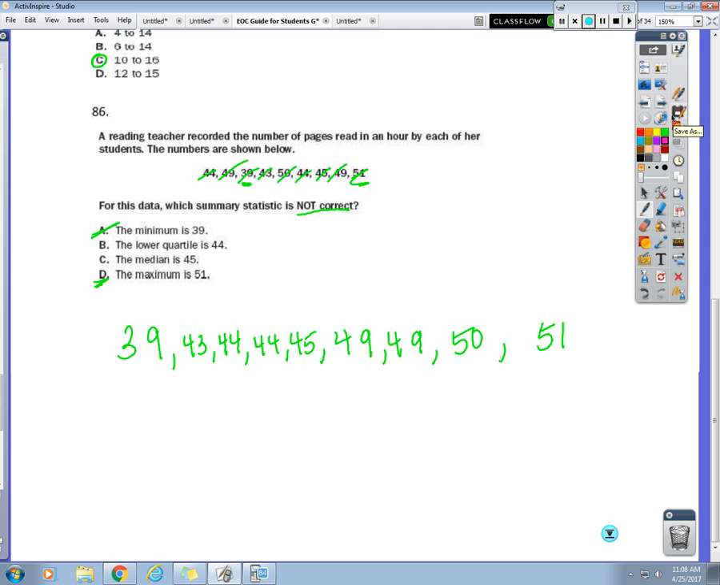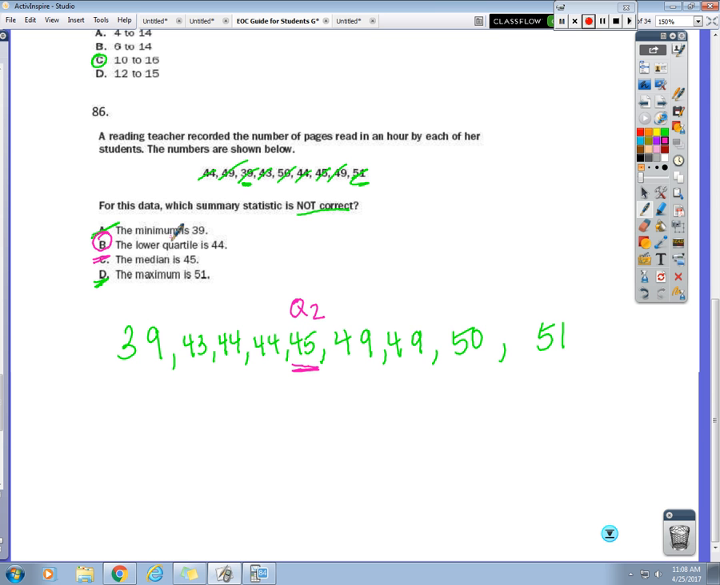The median. Q2 has to be found first. Well, how many numbers are there? 9. 1, 2, 3, 4, 5, 6, 7, 8, 9. So with 9 numbers, is there going to be an exact middle? Yes. 1, 2, 3, 4, 5. So that's Q2. So look, it says the median is 45. Well, that's true. So the answer must be B.